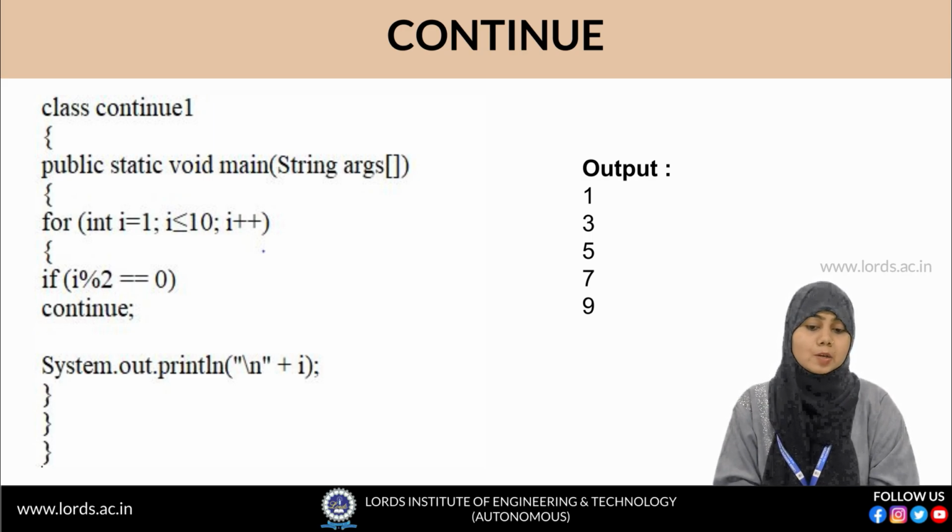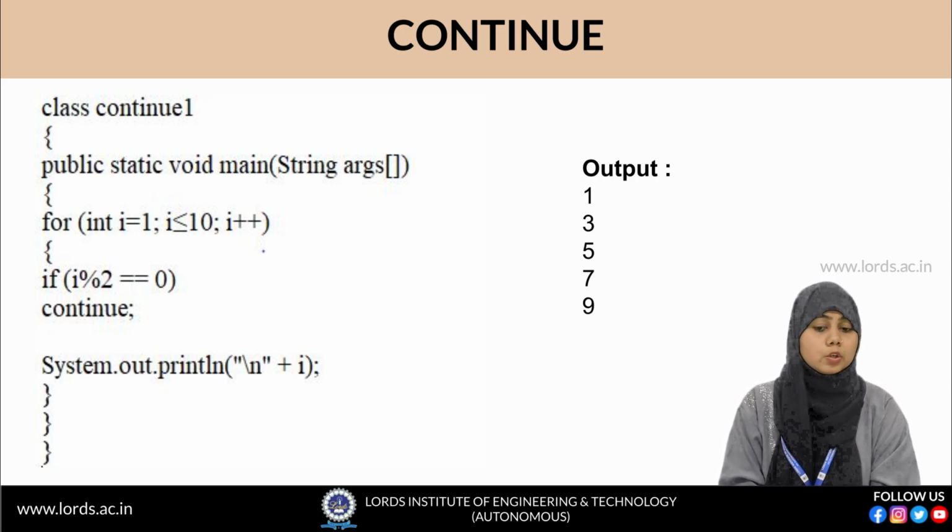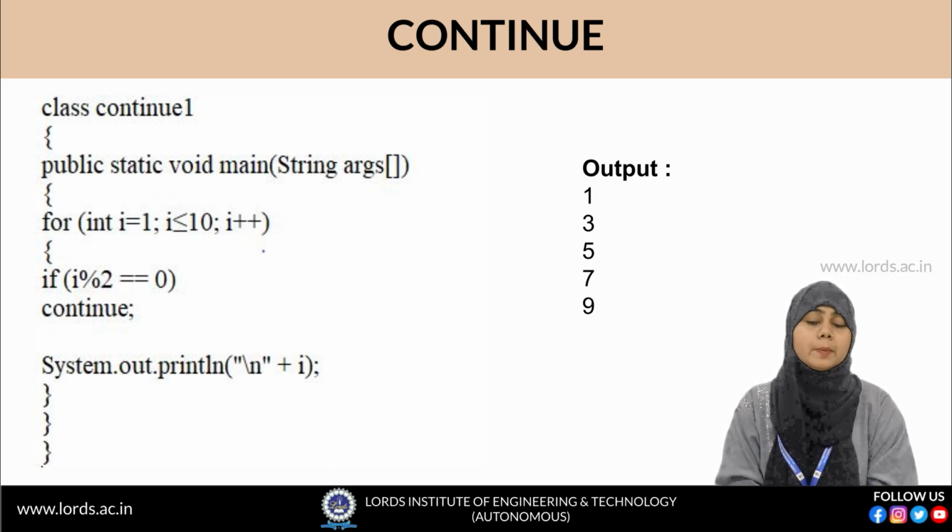The moment the I value turns out to be 11, first of all it checks the condition, and the for loop itself will break over here, because the condition we have written is I must be less than or equal to 10. Now the I value has turned out to be 11, that means it will break the loop itself. So this is how continue works. The continue statement is used to skip the iteration and jump forward to the next iteration.